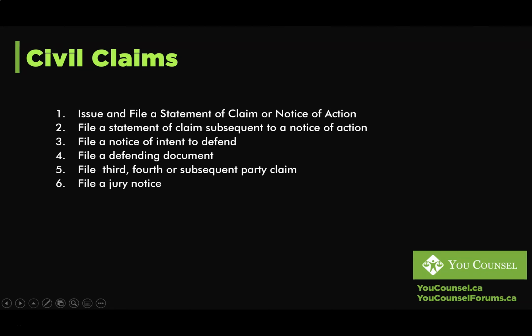file your statement of claim or notice of action. You can file your notice of intent to defend. You can file your defending documents, which is statement of defense to counterclaim, third party, fourth party, subsequent party claims, jury notice, filing a discontinuance of an action, and proof of service. So these are examples of some of the forms that you can electronically file in a civil claim.